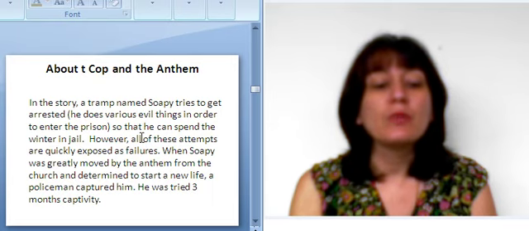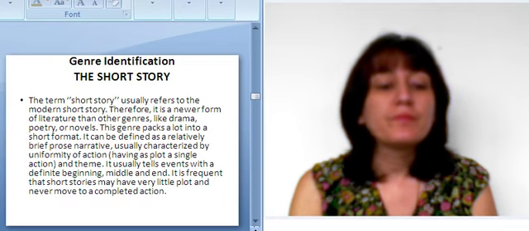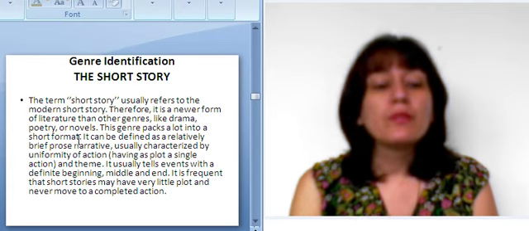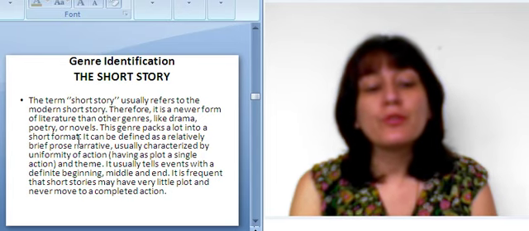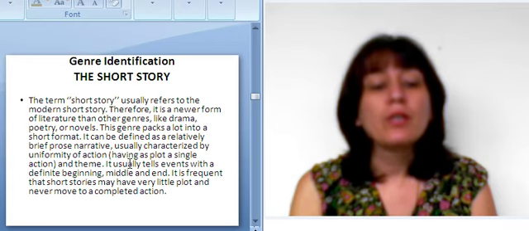Genre identification: the short story. The term short story usually refers to the modern short story. Therefore, it is a newer form of literature than other genres like drama, poetry, or novels. This genre packs a lot into a short format. It can be defined as a relatively brief prose narrative, usually characterized by uniformity of action, having as plot a single action and theme. It usually tells events with a definite beginning, middle, and end.